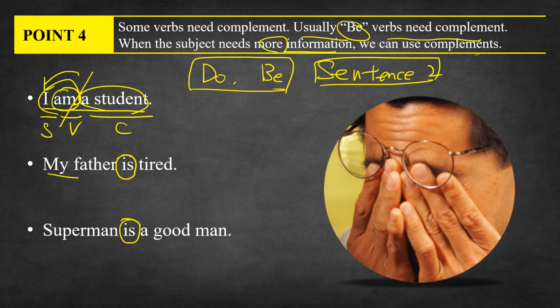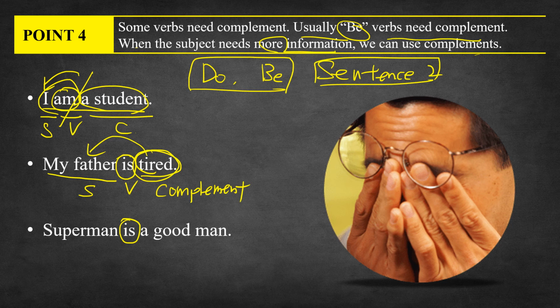My father, this is the subject, and is, this is the verb. My father is tired. Yes, I'm talking about the condition or situation of my father. So my father is not enough. So I put extra information, tired. This is a complement.